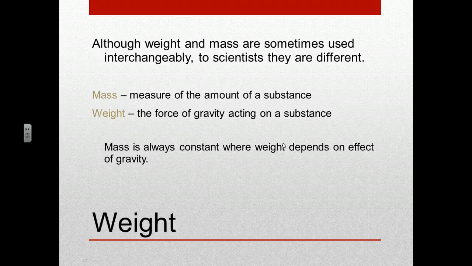As an extreme, if you're on the moon, you have less gravity, therefore you're going to have less weight. You've always heard that you weigh less on the moon. Well, your mass is the same. You still have the same body. You still have the same amount of material there. You just don't have the same force acting on you. So we use mass.